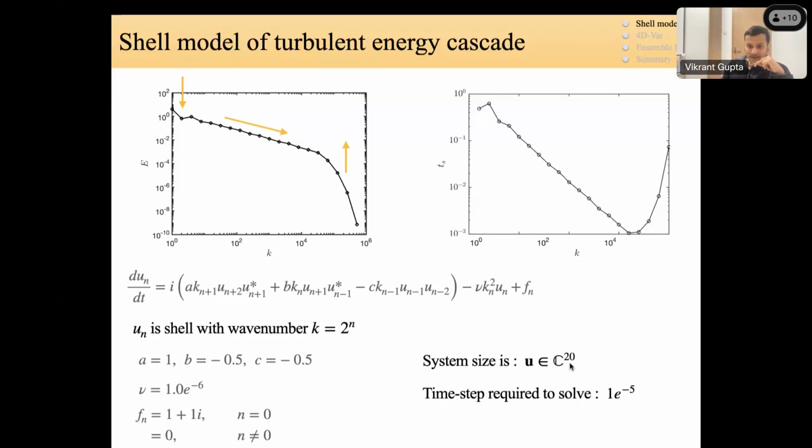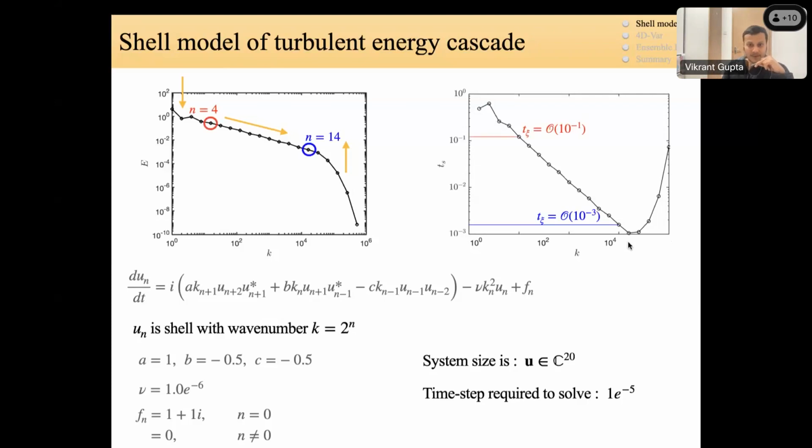Having said that, I should also point out that the dynamics in time is not simplified. So the time steps required to solve this system is still very small. It's a very stiff problem. So the time scales are ranging from the order 10 to the power 0 all the way to 10 to the power minus 3. So we have 3 orders of magnitude covered in the time scales.